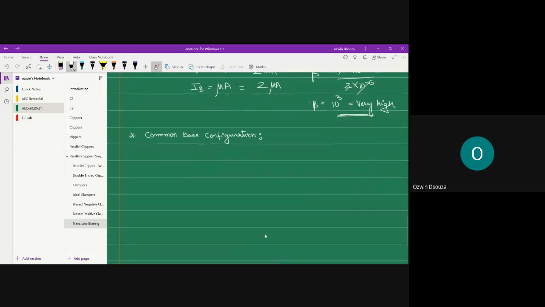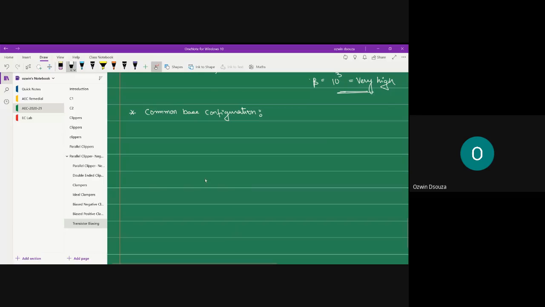In case of common base configuration, I think now you have understood the technique. The base terminal is made common. Something like this you can draw. This is your base. The emitter will be the input terminal, and the collector is going to be the output terminal. And this is how the connection is made. Okay. This is NPN.